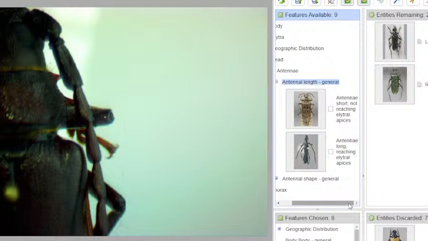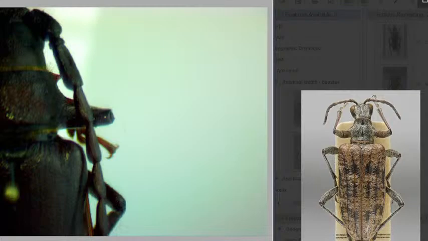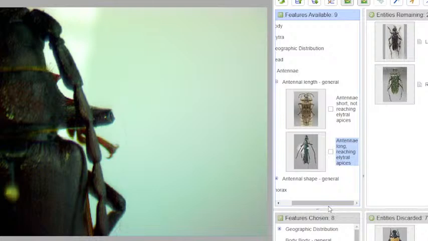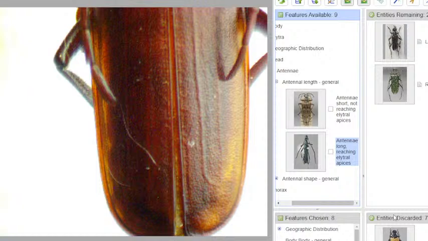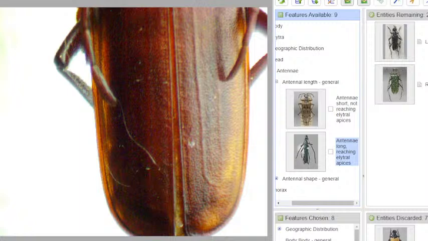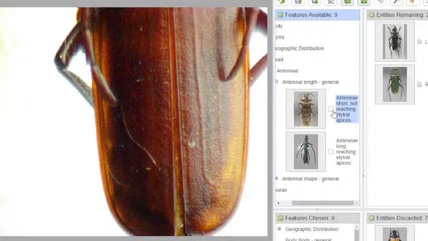I bet you this is the difference. Antenna not reaching the elytral apices. Antenna long, reaching the elytral apices. See, look at how short the antenna on this beetle are. Those are really, really short. I want to say that they're short because they don't reach the end of the elytra, and I don't know if that's what the key is going for. But do you see how our antenna end about halfway through the elytra? Oh, it didn't change anything? Okay, well, that doesn't matter then.